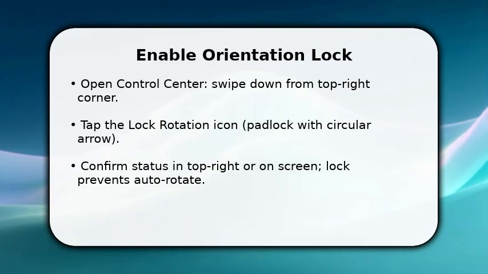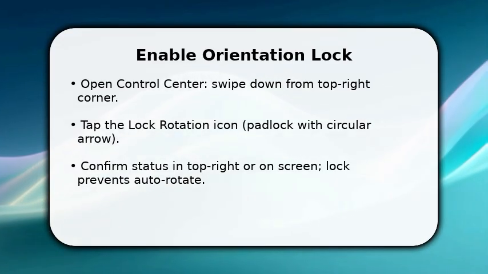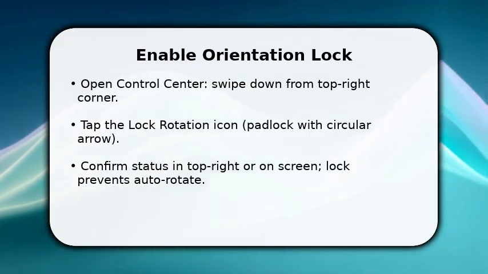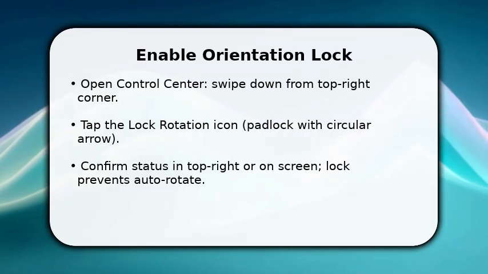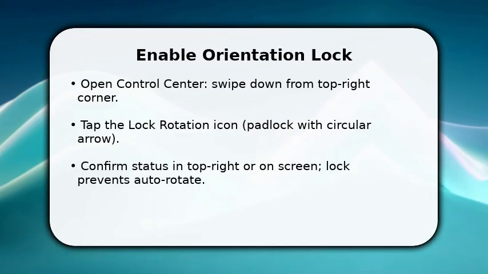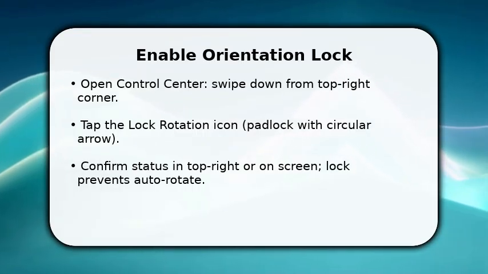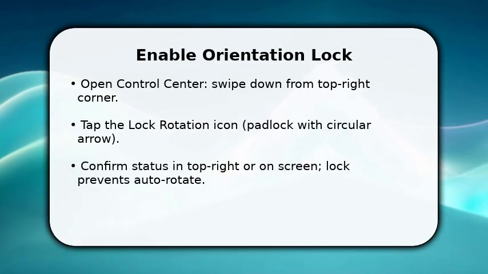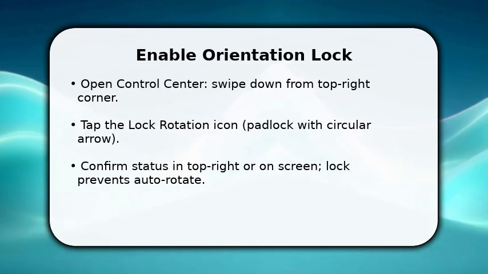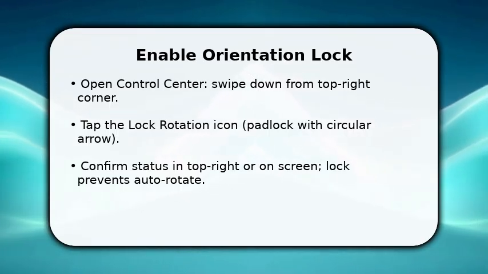Enjoy the video. You're going to lock rotation now so the display stops turning. Swipe down from the top right to open Control Center, then tap the padlock with the circular arrow to enable orientation lock. Once done, look for the padlock icon in the status area to confirm it's active. If you need rotation again, return and tap it off. Make sure to test in an app that previously rotated to verify the lock is holding before moving on.